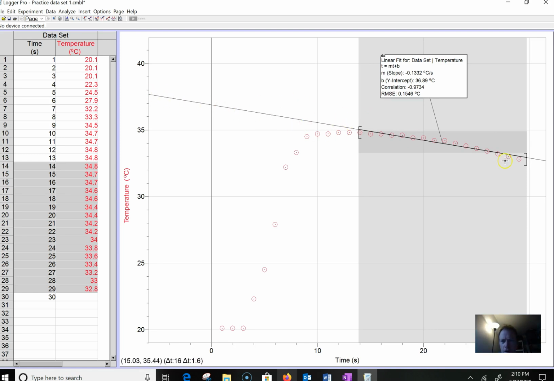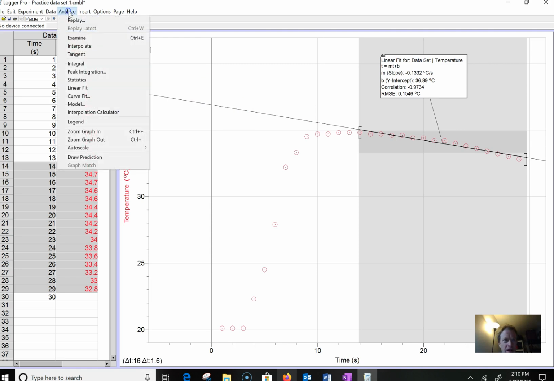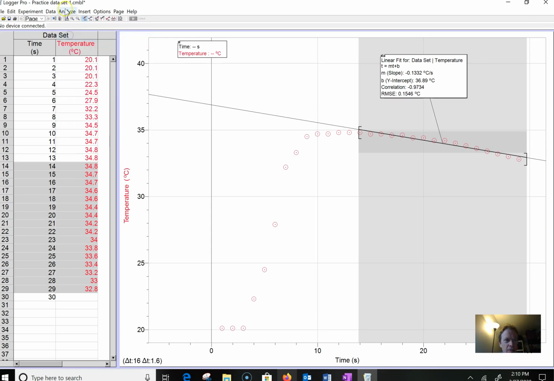So I have a line here, and another thing I can do is go up to Analyze here and click both Examine and Interpolate. You want to click both of those. What you'll see is right where my cursor is, you see how there's a little line? I can trace along that line, and it's giving me times and temperatures for every one of these points. So I can trace along my line and use it to find times and temperatures, X and Y values, along this line.